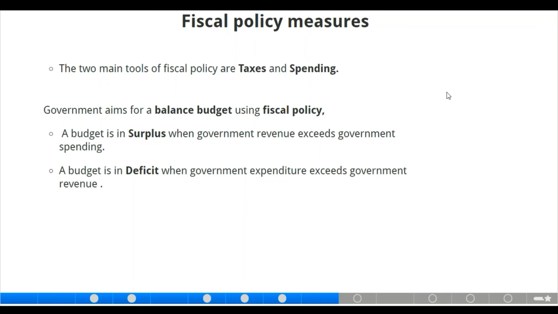Now, government aims for a balanced budget. What do we understand by a balanced budget? That is, we have a balanced budget using fiscal policy. A budget is in surplus when government revenue exceeds government spending, and a budget is also in deficit when government expenditure exceeds government revenue, while a balanced budget is when government revenue is equal to government spending.